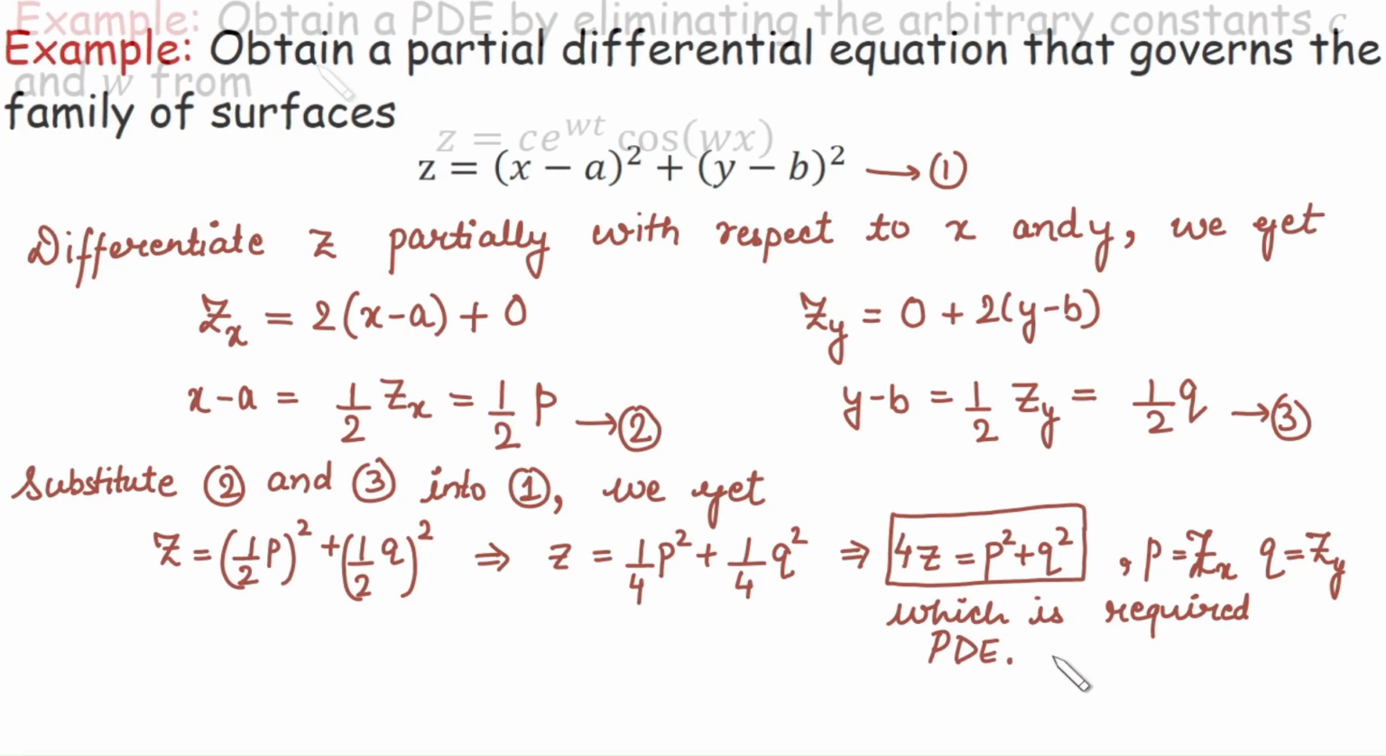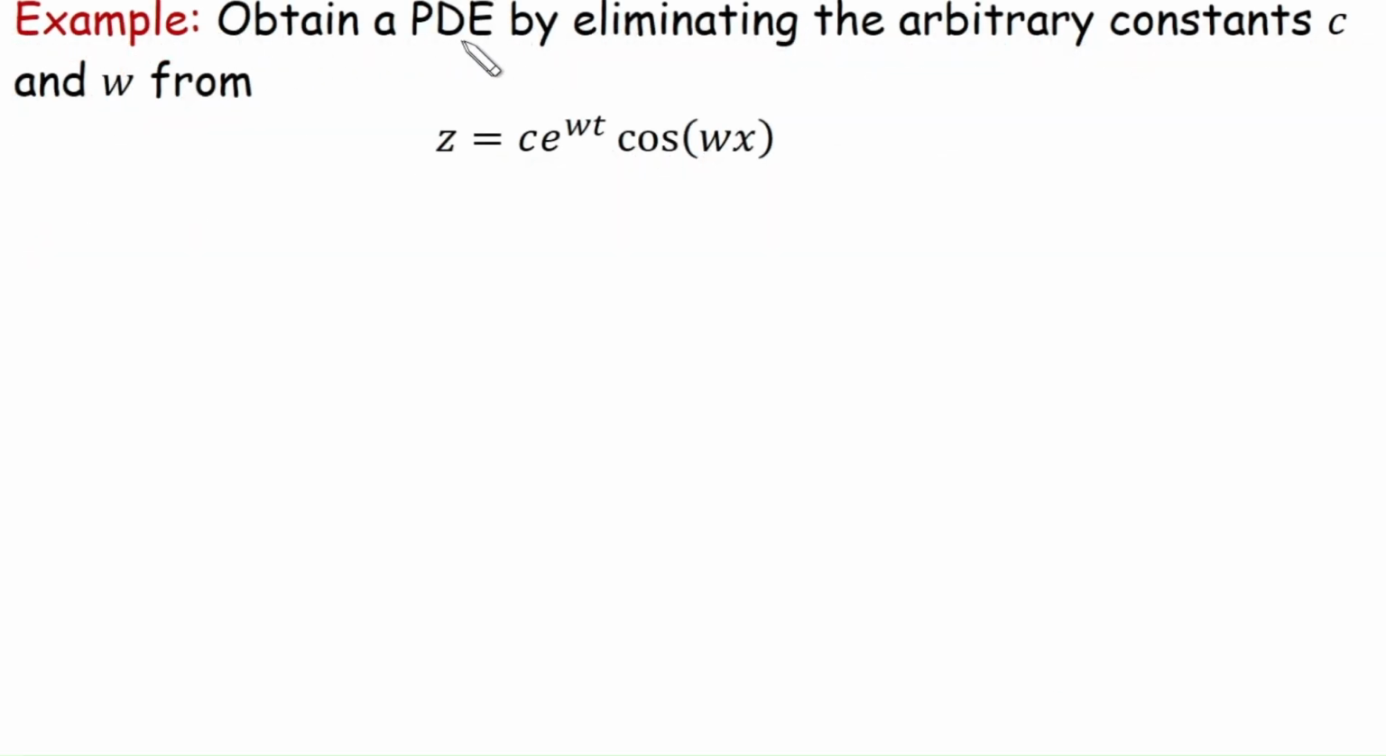Let's consider another case. Here again we need to find the partial differential equation by eliminating the arbitrary constants c and w, where z is given by this form. It means e is not a constant, it is an exponential here. Also check that this z is depending upon the two independent variables, that is t and x. So rather than depending upon y, now it is depending upon x and t. So here we need to differentiate this equation with respect to the independent variables x and t.